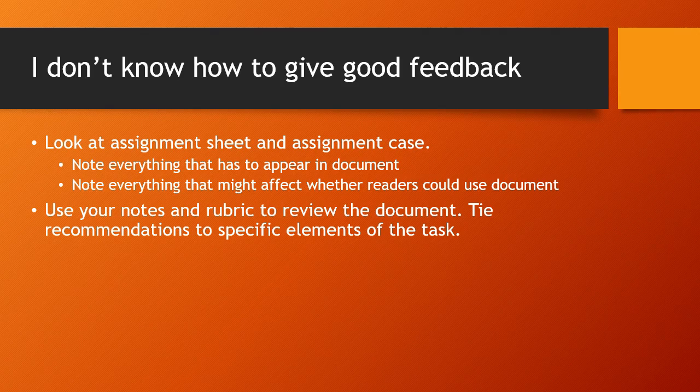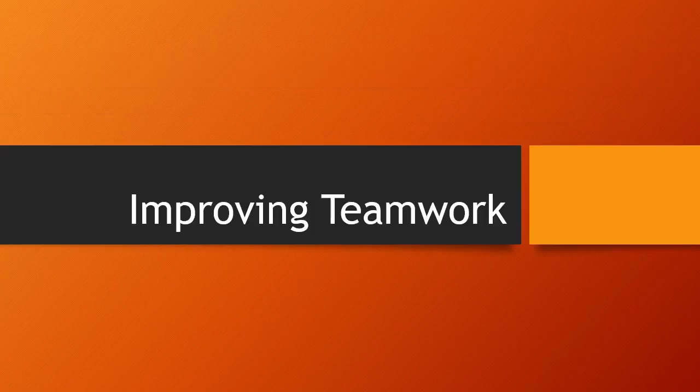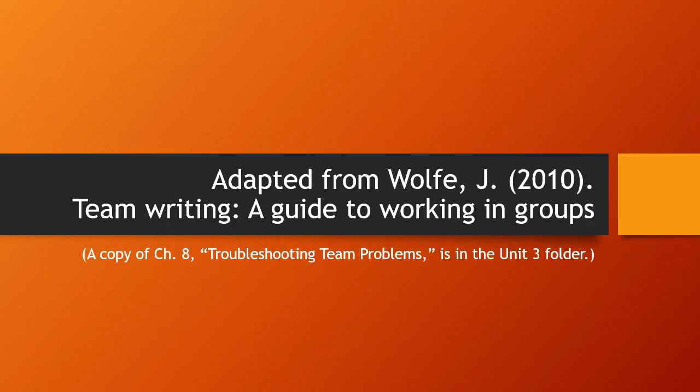Look for specific things and try to tie your recommendations back to those specific elements of the assignment and the case. And the more that you can do that, the more you're probably going to be able to give really good advice to other people as well. So hopefully this helps a little bit in just thinking about how you can improve on some of the issue areas in teamwork. And as I said, I did post this chapter from Wolf's text on team writing in our Unit 3 folder, and it can be very helpful in just thinking through some of these issues and troubleshooting these issues if you encounter them.